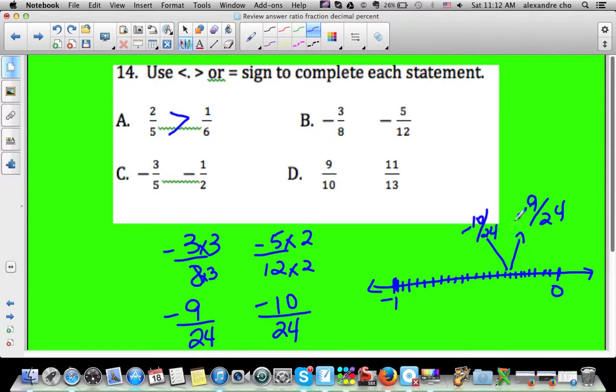So you want to compare and see which of these two numbers is greater. What did I tell you in class? The number on the right will always be greater. But this number, negative 9 over 24, is on the right side, so it is greater than the other one. So negative 9 over 24 is, in this case, greater than negative 10 over 24. Remember, with negative numbers, the smaller the number, in this case negative 9, the bigger the value.